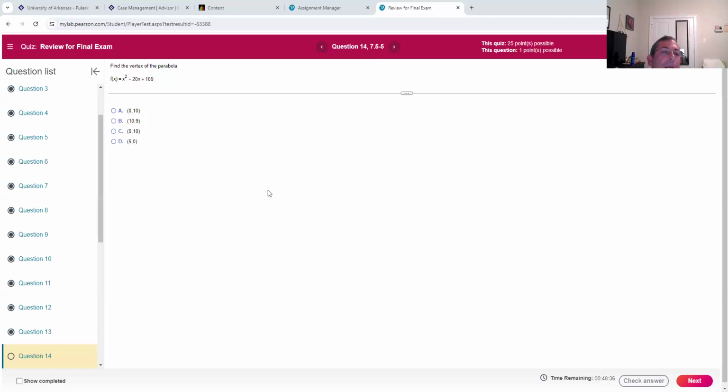All right, y'all, so 14 just wants us to find the vertex. So we've got x squared minus 20x plus 109. All right, so I'm going to work this by hand and then we'll see. We've got 4 choices to pick from on this, okay?